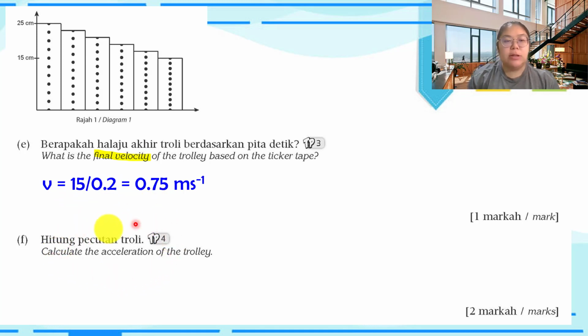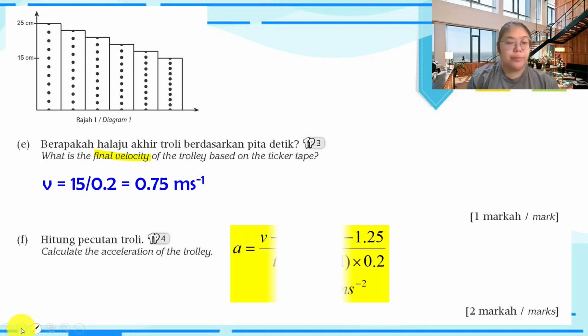Okay, last, you need to find the acceleration. Remember, for the acceleration, you need to find the time interval. Time interval means you need to jump. From the first one, jump 1, 2, 3, 4, 5. So that means in total here, got 6 bars, you go minus 1. Minus 1 of the bar, then multiply with the time. So I show you the formula. a equals v minus u over t.